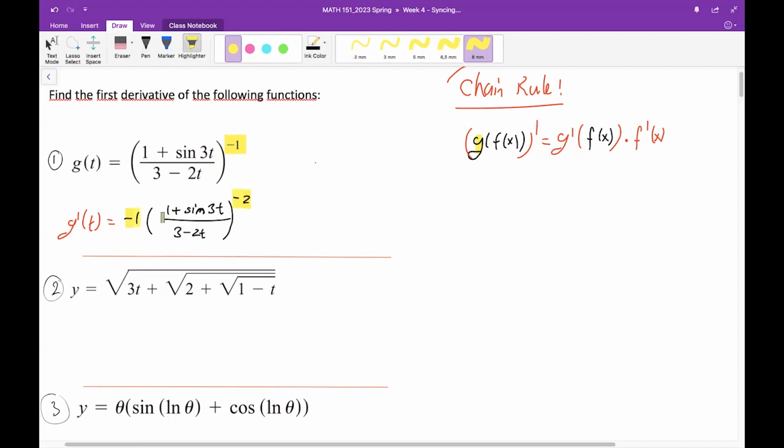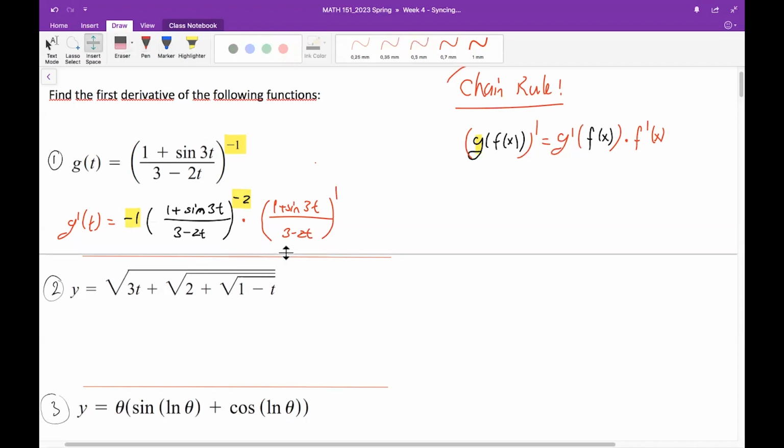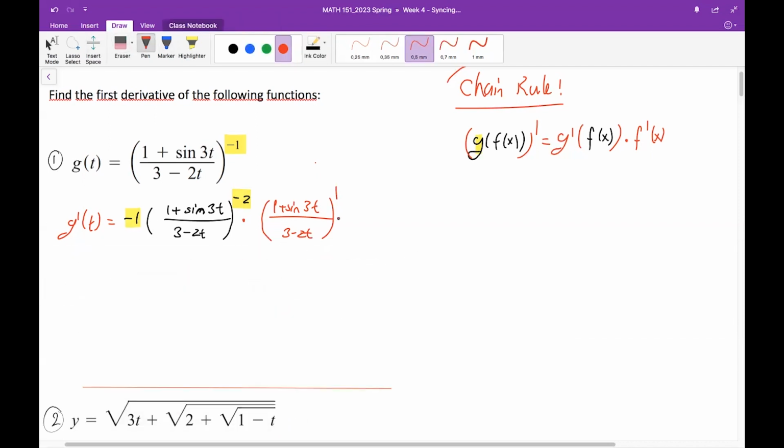You see, I didn't touch the inside function, but what I did was taking the derivative of the minus 1 power. And then what should I do? I should keep multiplying with the derivative of this inside part. Okay, let's write this down. Sine 3t divided by 3 minus 2t, I need to multiply this first expression by the derivative of the inside part. Okay, let's try to handle this derivation.